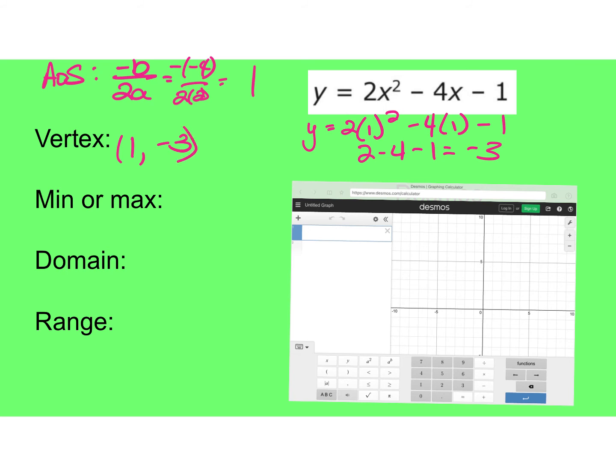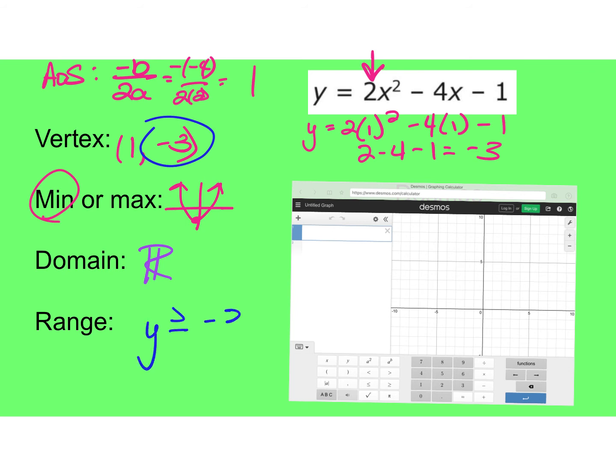So this time, though, the maximum or minimum, whenever your a is positive, you know it's going to be a minimum, because that means the parabola is going to be, or the vertex will be down here, and it's going to be opening up. So now I can find my domain and my range. In most cases, your domain is going to be all real numbers unless you have those dots at the end, which I don't. Now let's talk about the range. The range is going to be the y value of your vertex. So y values greater than or equal to negative 3.